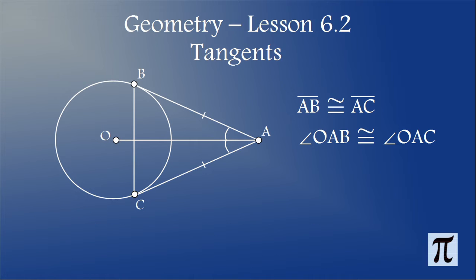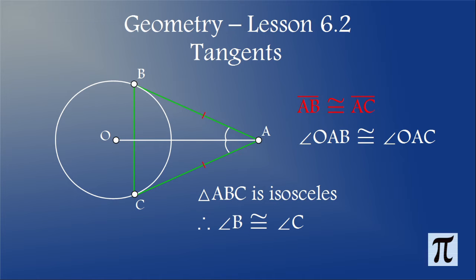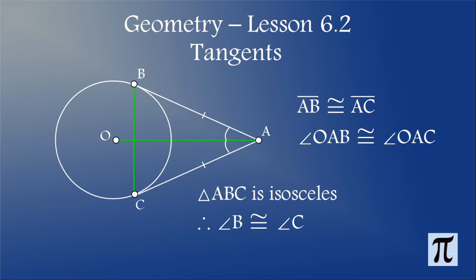Next, let's connect B and C to create another segment. We've created a triangle ABC. Because AB is congruent to AC, triangle ABC is isosceles. And because it's isosceles, angle B is congruent to angle C. Those three dots is shorthand for therefore. Because ABC is isosceles, therefore angle B is congruent to angle C. Looking at segment OA and segment BC, these are actually perpendicular to each other. This is because we know that OA is a bisector of BAC, the top of the triangle.